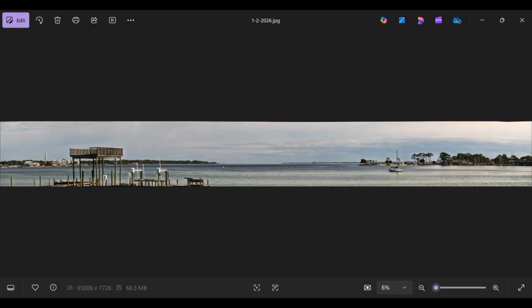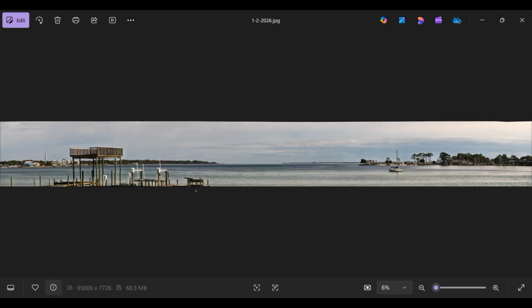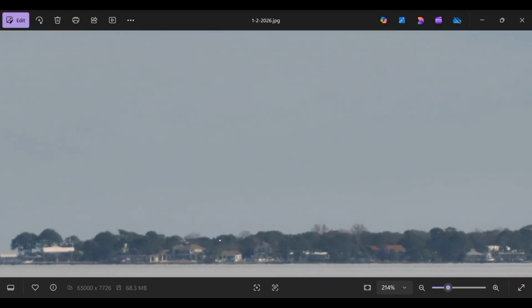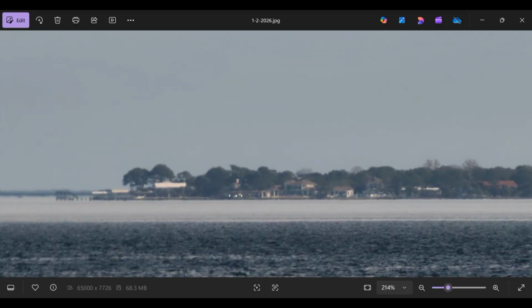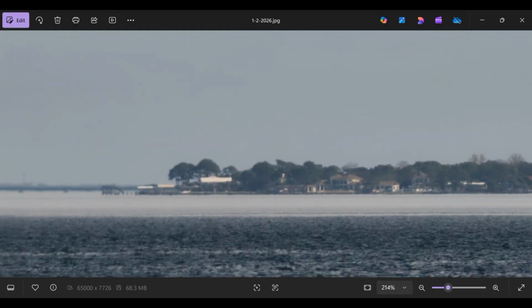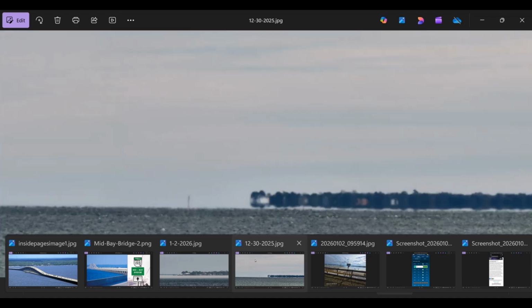This is from the 2nd, at about noon. It's January 2nd. Same place. Look, you can see all this now. This is because the air and water temperature were very close to the same. Air in the 60s, water in the 60s.